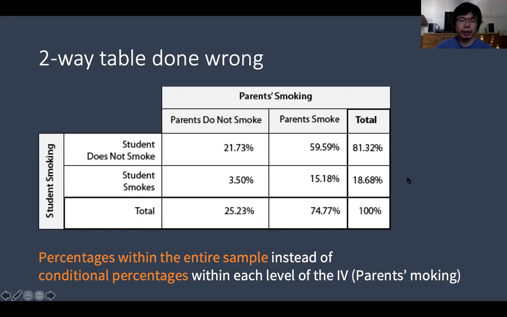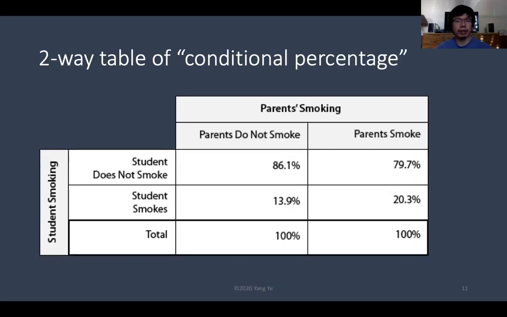So you always have to produce the conditional percentage done this way, so that each of the columns adds up to 100%. Then we can talk about the difference in terms of the relative distribution of student smoking within each condition of parent smoking.